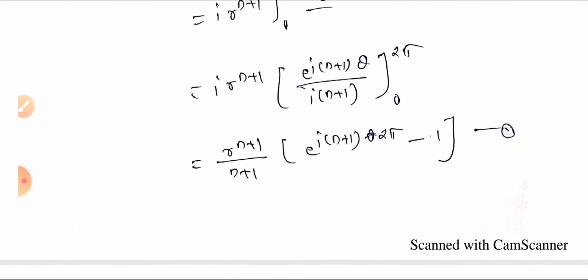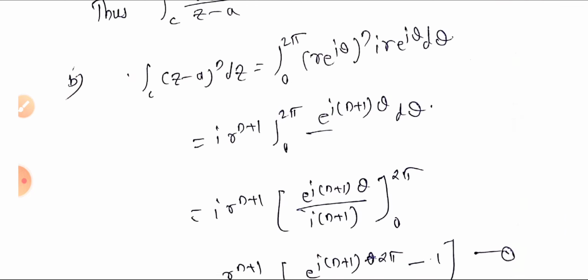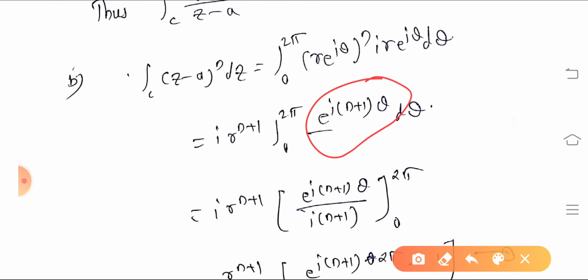That is equal to R raised to n plus 1 by n plus 1, here i gets cancelled, e raised to i into n plus 1 2 pi minus e raised to 0 is 1. Consider equation 1. You may have confusion about how the integration comes, because if we solve this by substitution method, the integration of e raised to i theta is i e raised to i theta d theta, so therefore we directly take this integration as e raised to i n plus 1 theta by i into bracket n plus 1.